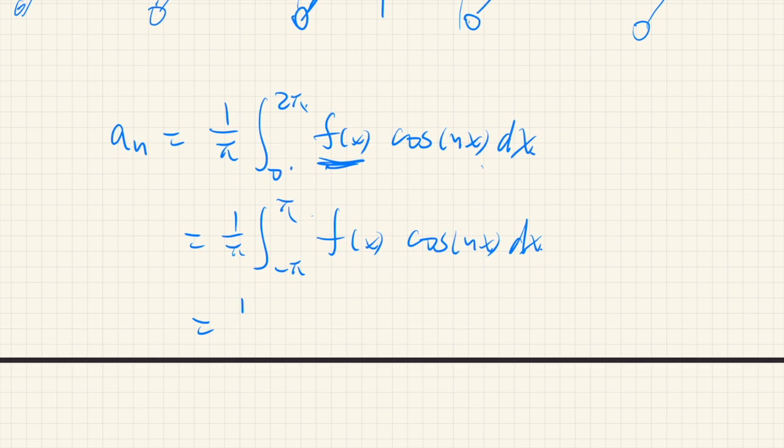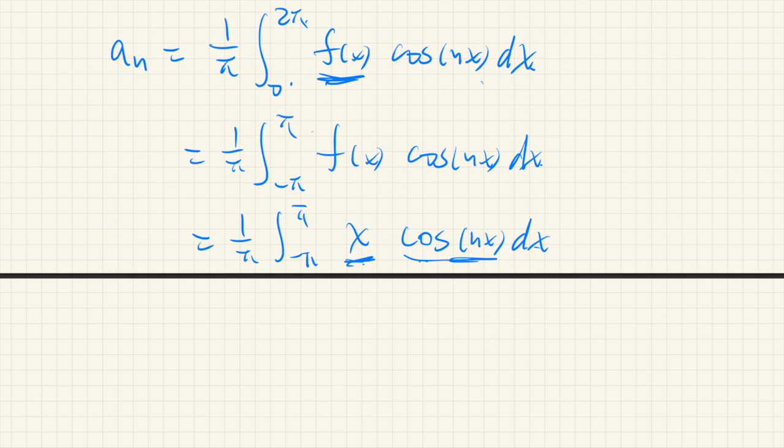And now, f of x here is just x in this case, and this is an odd function, and cosine nx is an even function. So the product is an odd function. Therefore, if we integrate from negative pi to pi, this is the same amount of negative interval from 0 to negative pi and 0 to pi. So they're symmetric, but they just cancel each other. Therefore, the integral becomes 0.